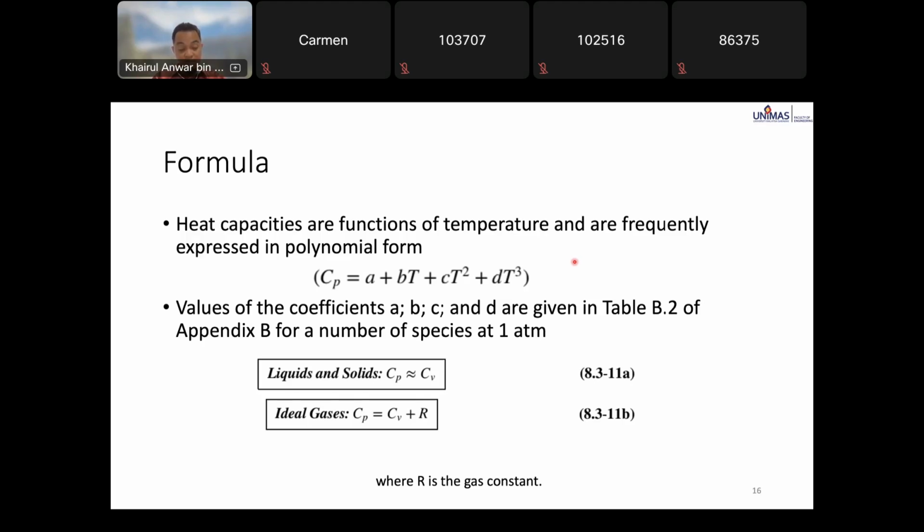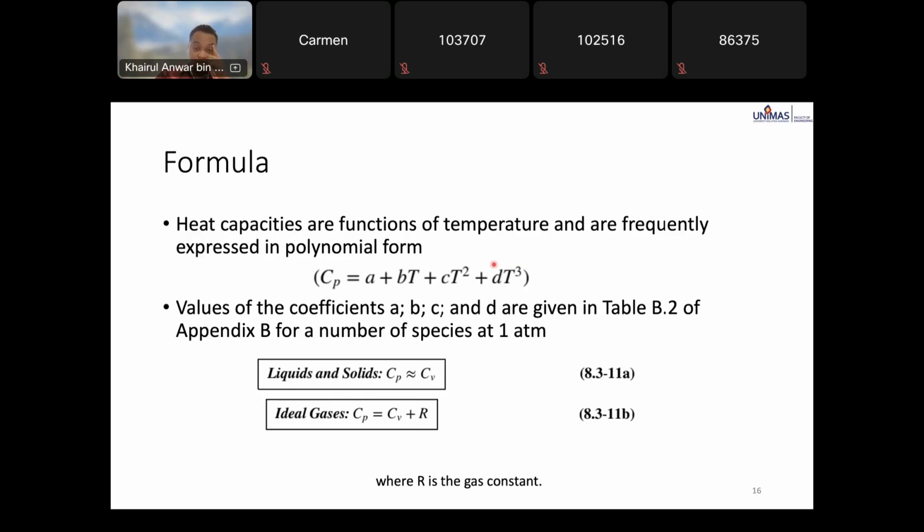Let's say calcium carbide here is using the second form. So for the second form, you need to use the second equation. Values of the coefficients A, B, C, and D are given in Table B2. Columns 1 to 6 are descriptions, and columns 7 until 10 will give you the values of A, B, C, D.